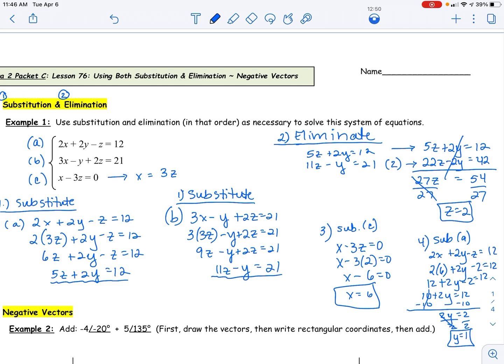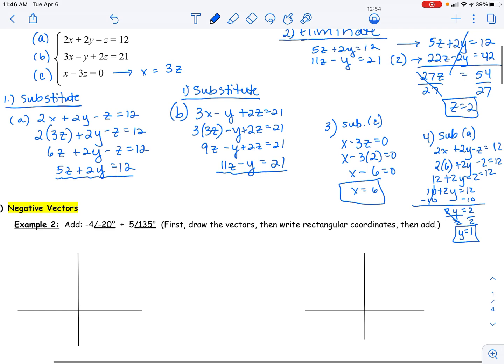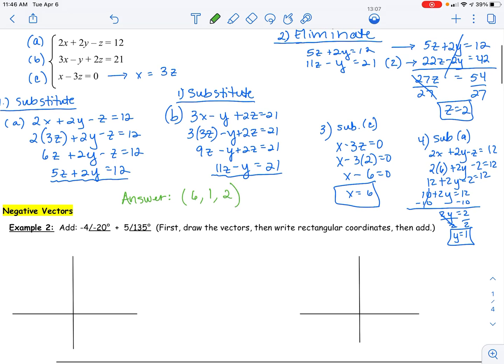So how do we write this answer? I'll do it right here, in a different color so it shows up and you can see it well. The answer, we're going to write these in alphabetical order. So we would go x, y, and z. So x is 6, y is 1, and z is 2. And that's the answer. Okay, a lot of work, right, just to find those 3 variables. But in a system like this, it's nice because then it works out rather well.